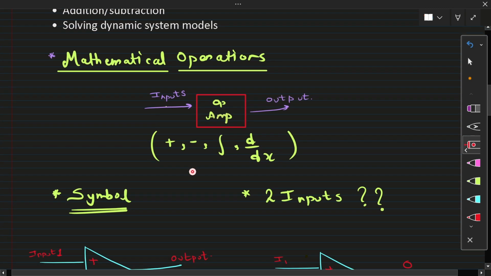As I said, operational amplifiers are used for performing mathematical operations. Let's suppose you have some inputs here, then you can perform mathematical operations like addition, subtraction, integration, differentiation, and here you get some output.